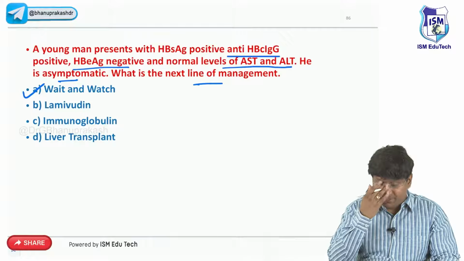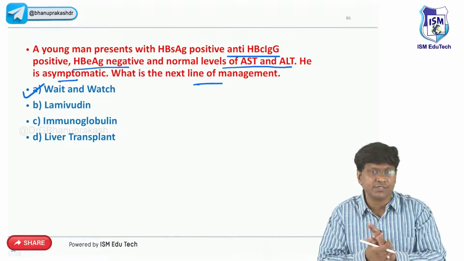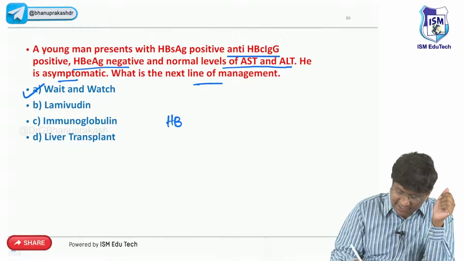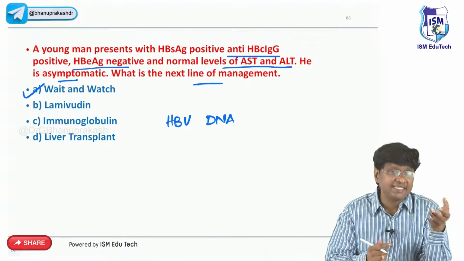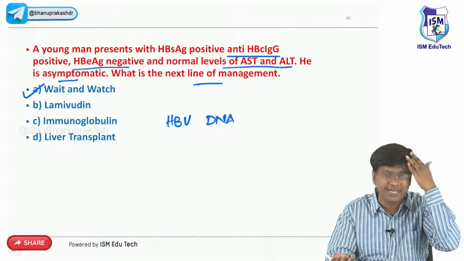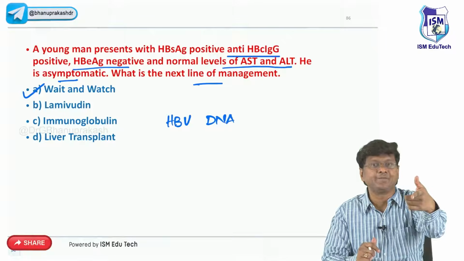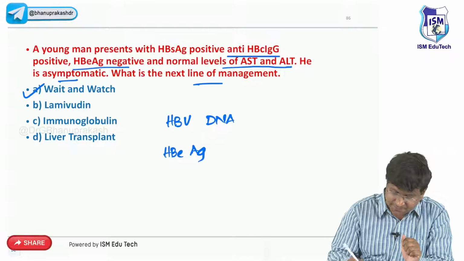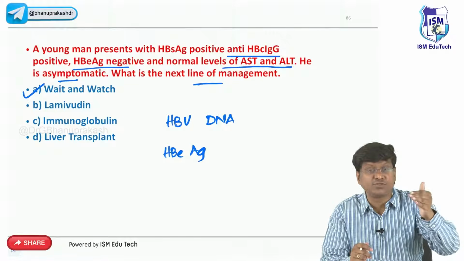Why do you need to just wait and watch in this individual, and what is the indication to start the antiviral drugs? If surface antigen is positive, it doesn't mean that you need to start the antiviral drugs, right? Or if IgG anti-HBc is positive, that means it is chronic hepatitis. That doesn't mean that you need to start the antiviral drugs. You need to check the HBV DNA levels before starting the antiviral drugs, and you also need to check the HBeAg levels. HBeAg tells you about the infectivity.